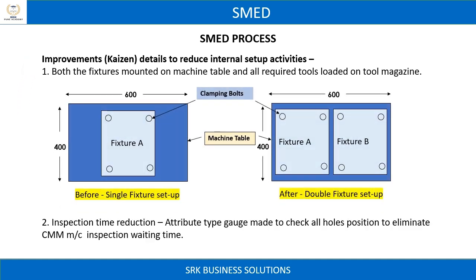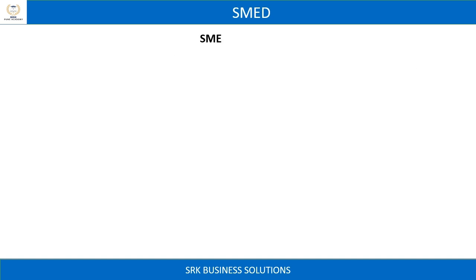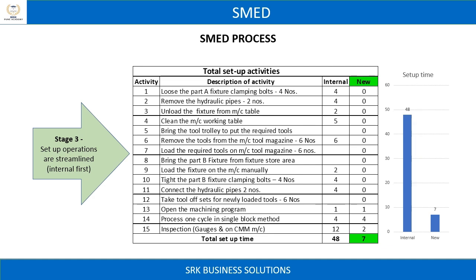Now we will understand an example to reduce setup time activities. 1. Both the fixtures are mounted on the machine table and all required tools are loaded in the tool magazine of the machine. 2. Inspection time reduction: an attribute type gauge is made to check all hole positions to eliminate CMM machine inspection waiting time. After completion of improvement activities, it is clear from the table that the 48-minute setup time is reduced to 7 minutes. We can see a total of 8 activities are eliminated due to the improvement done. In this way, we are able to reduce setup time from 69 minutes to finally 7 minutes by following the SMED process steps.